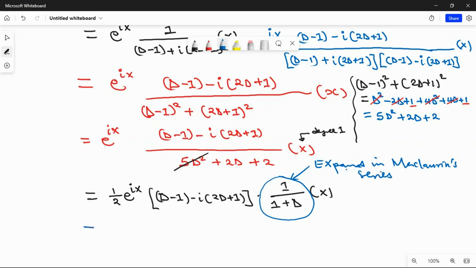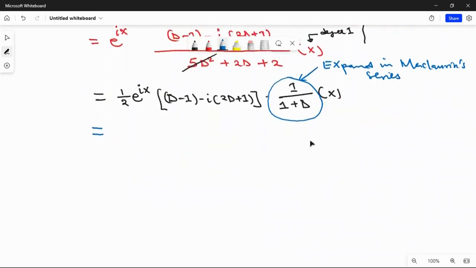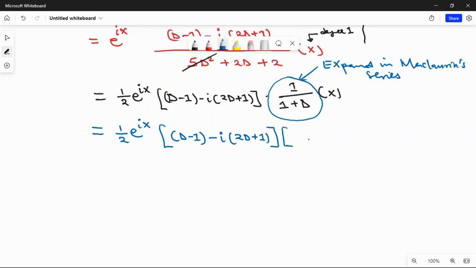When you expand it, what do you get? Let's see. We are going to have 1 over 2 exponential ix. Then here we have d minus 1 minus i 2d plus 1. When you expand that, you get 1 minus d squared plus, no, that's 1 minus d. Instead of d squared, that should be d. 1 minus d plus d squared plus so many other higher order terms, operating on x.